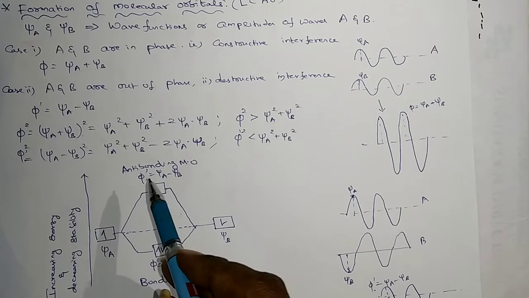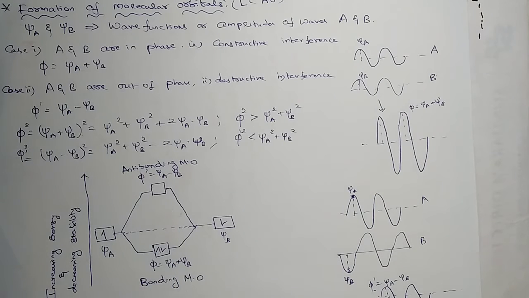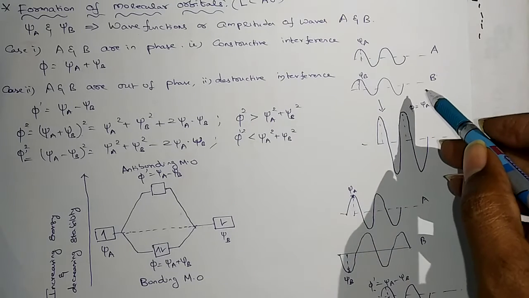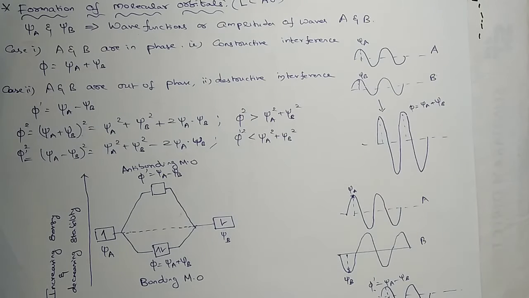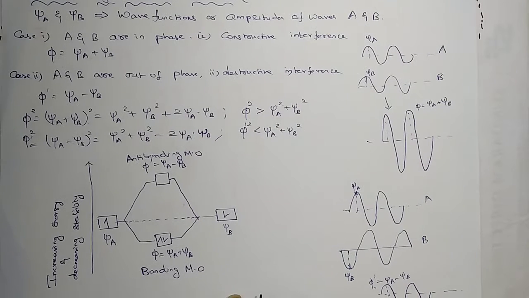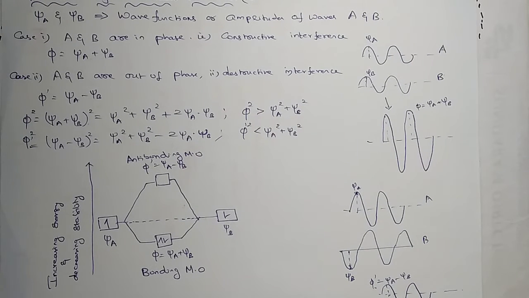Thus, by the combination of two atomic orbitals, two new molecular orbitals form, one by constructive interference and the other by destructive interference. The molecular orbital formed by the additive effect, that is constructive interference of the atomic orbitals, is called bonding molecular orbital. The molecular orbital formed by the destructive interference of the atomic orbitals is called antibonding molecular orbital.